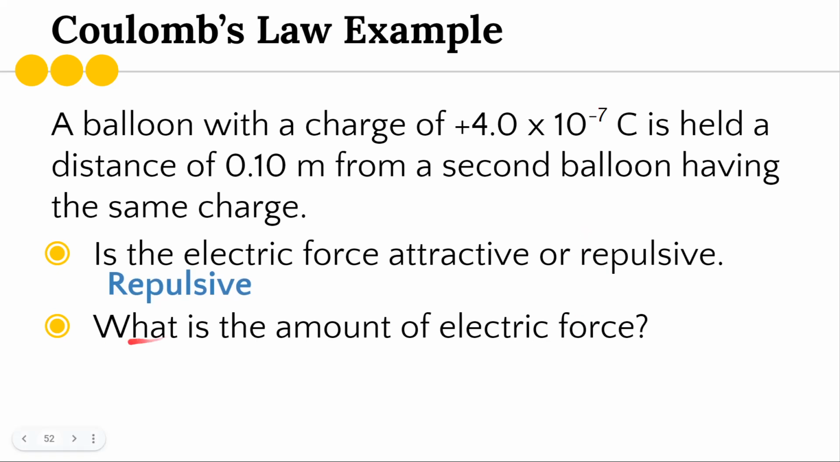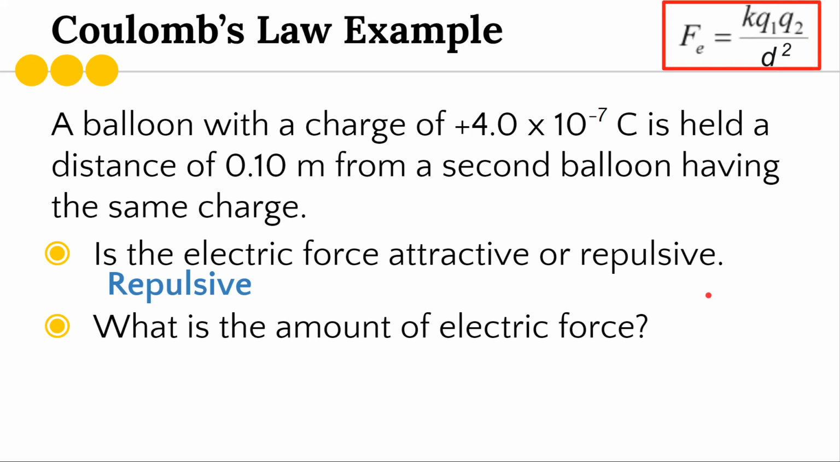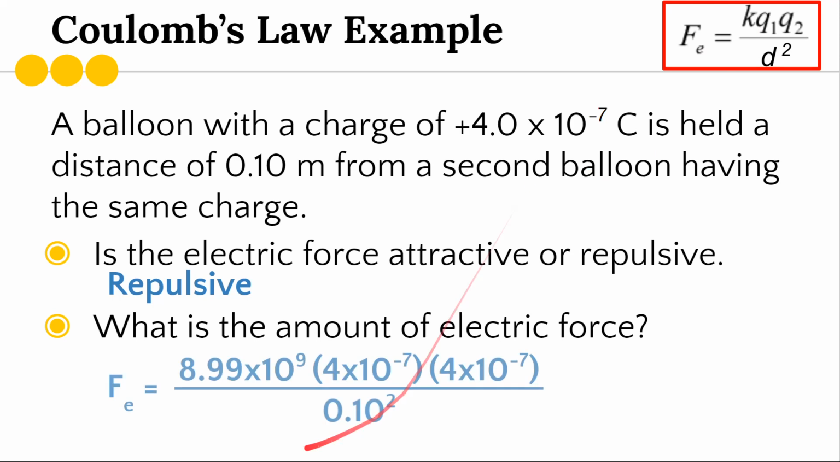Okay, now this part we do have to do math for. What is the amount of electric force? And now we're going to have to use Coulomb's law, which is up here at the top of my screen. If we plug in, again, this is the same value every time. This is a constant, 8.99 times 10 to the 9th times 4 times 10 to the negative 7th times 4 times 10 to the negative 7th. They're the same. Divided by the distance between them, which is 0.10 squared.